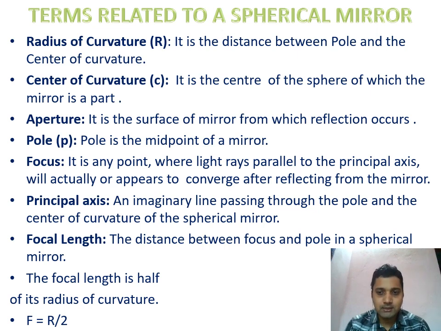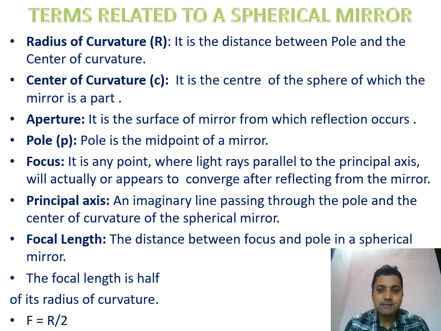Another one, focus. Focus means when a parallel beam of light comes and hits the mirror, after reflection the rays meet at a point. That point is called the focus. Focus is sometimes real, sometimes virtual. Sometimes all the light rays actually meet at a point, which is mainly in the case of a concave mirror. They appear to meet at a point in the case of a convex mirror, because it is a diverging mirror.